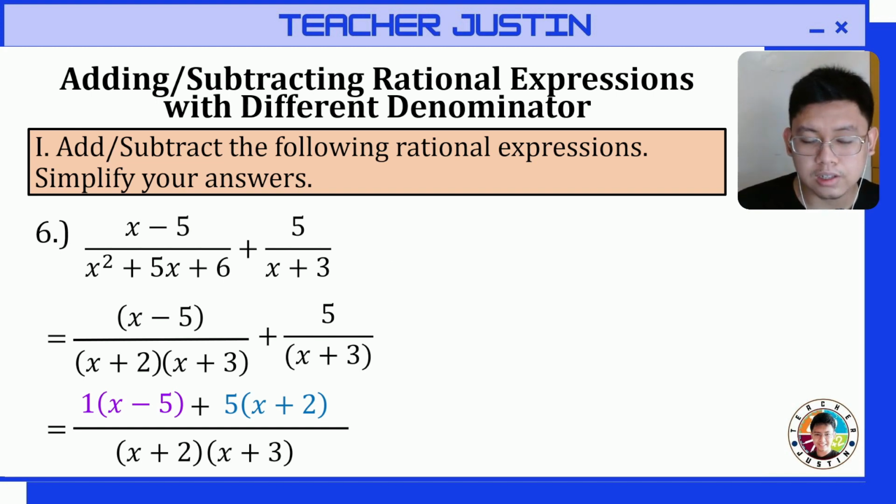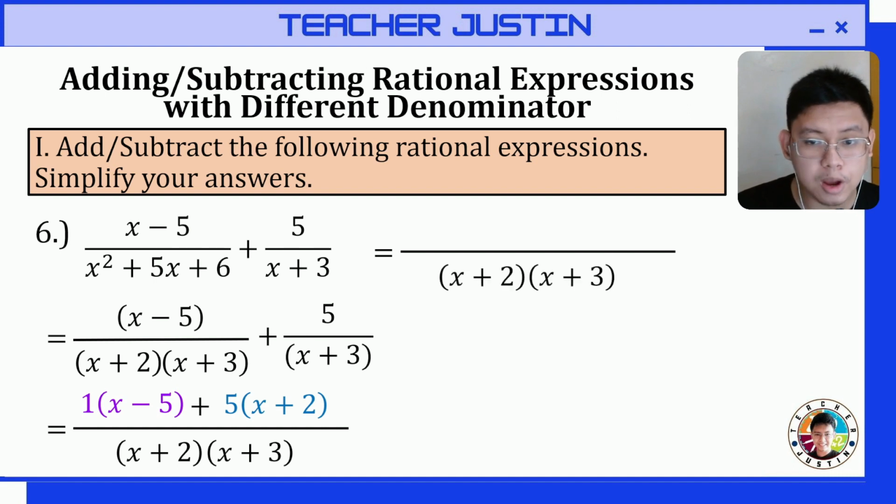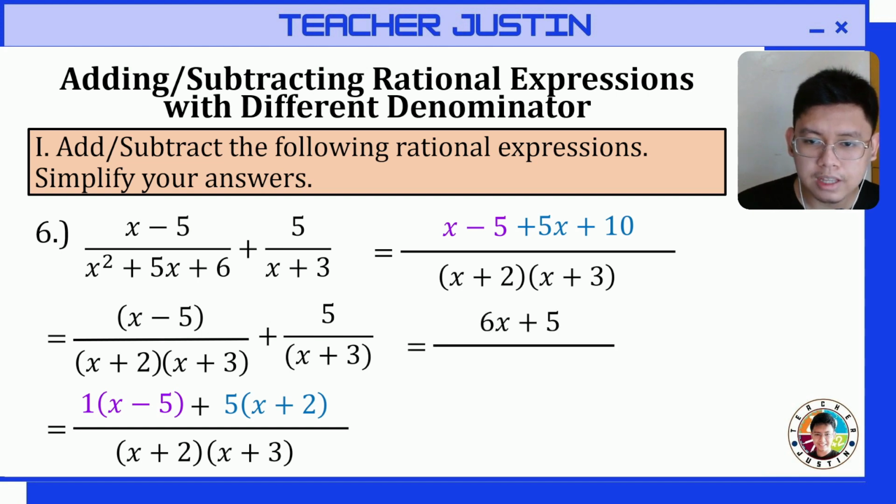Okay. So, let's apply the distributive property. Pero, kopyahin muna natin yung ating denominator. Tapos, 1 times the quantity x minus 5 will be x minus 5. Then, let's distribute 5. 5 times x, then 5 times 2. That will give us 5x plus 10. Then, let's combine like terms. We will have 6x plus 5 for our numerator, and our denominator is x plus 2, x plus 3 pa rin. Now, let's try to simplify if possible.